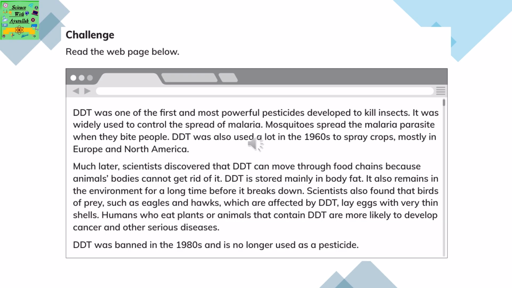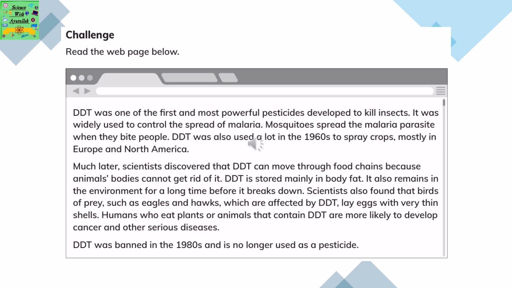Here's a short passage. DDT was one of the first and most powerful pesticides developed to kill insects. It was widely used to control the spread of malaria. Mosquitoes spread the malaria parasite when they bite people. DDT was also used a lot in 1960s to spray crops, mostly in Europe and North America. Much later scientists discovered that DDT can move through food chains because animals' bodies cannot get rid of it. DDT is stored mainly in body fat.